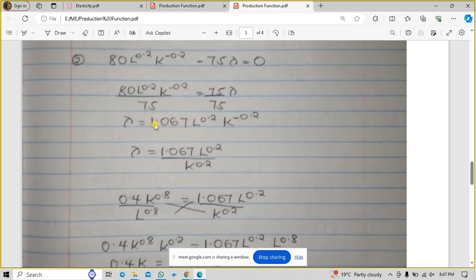Then you will say 80 divided by 75. Mu is equal to 1.067 L is to power 0.2, then K is to power minus 0.2. We have said that when you have a negative, this is what you are going to use for division. That is according to mathematics. So where you have a negative, we are going to say 1.067 L is to power 0.2 divided by K is to power 0.2. Any question?